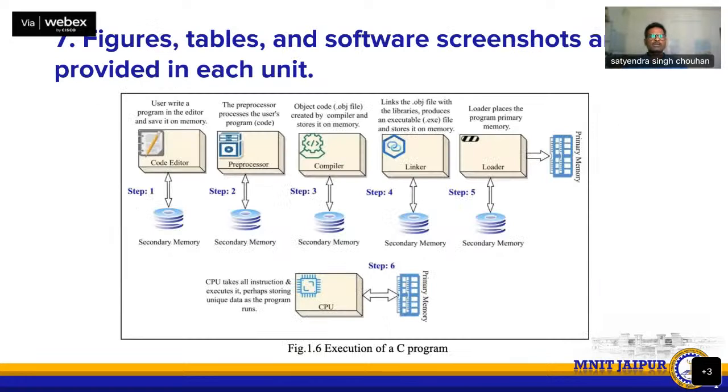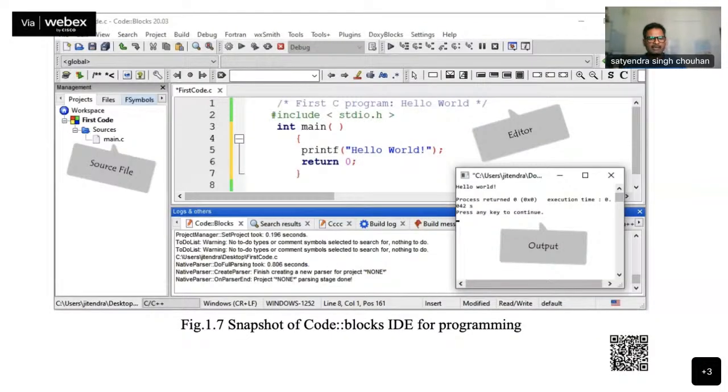And throughout the book, we provided lots of figures, tables, and software screenshots that give a fair idea of how we can write the program, or how to solve a particular problem through programming using a tool. So throughout the book, we provided visual representation of the problems and the solutions as well.